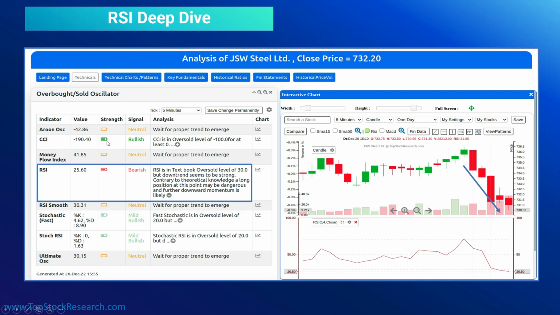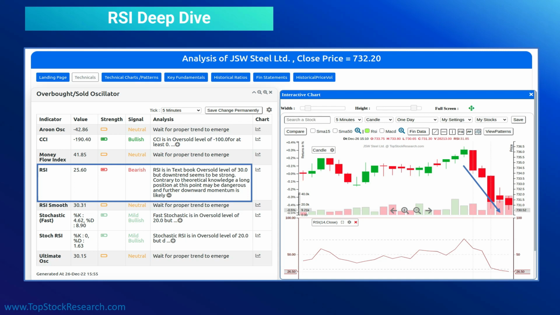You see there are certain indicators which are marked in green, certain neutral. Here in this case of RSI, it is red. That's why it is marked as bearish. So you can have mild bearish, strong bearish, or bearish. Why it is bearish is because it is below that level, number one. Number two, if you look at this commentary, typically if you go with purely textbook style.